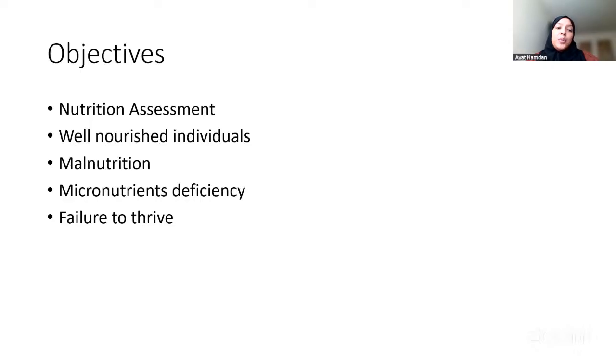Our objectives will be to talk about the nutritional assessment, what is well-nourished individuals and how to deal with those individuals, what is malnutrition, how to diagnose, how to evaluate, and how to manage, and then a little bit about the micronutrient deficiency as well as failure to thrive in geriatric patients. To start with, we need to understand why this topic matters.